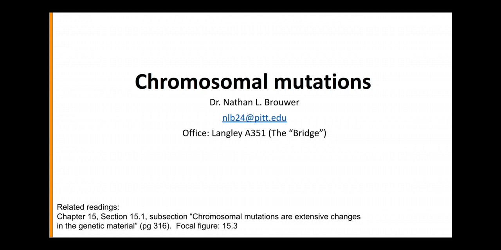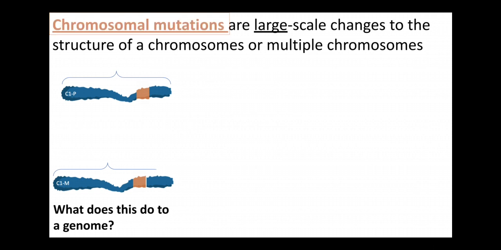And these often have very dramatic effects. They prevent an organism from developing, but they're also the engines of creating new copies of genes, of creating new genes, and they're really important for evolution to occur. So chromosomal mutations are large-scale changes to the structure or also the number of chromosomes or to multiple chromosomes.